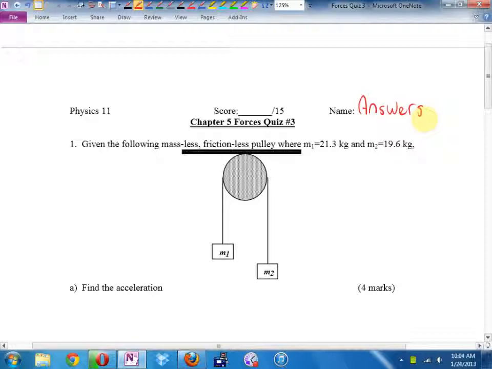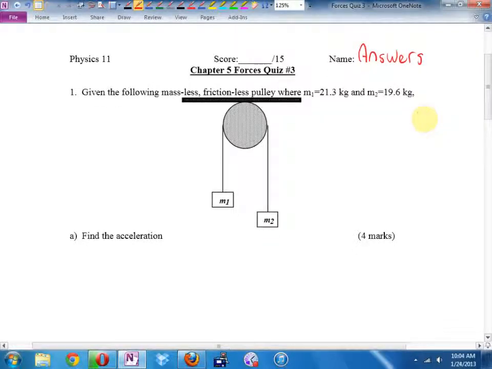It says, given the following massless, frictionless pulley Atwood machine, where M1 is 21.3 and M2 is 19.6, find the acceleration. I notice those weights are really, really close to each other. If the weights were identical, what would the acceleration be? Do you remember? 0. I'm expecting a pretty small answer, right? If the weights are really, really far apart, I'm expecting a bigger answer. Although, what will the answer never be bigger than here?